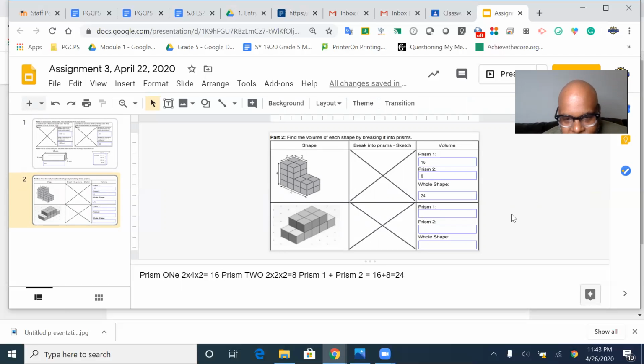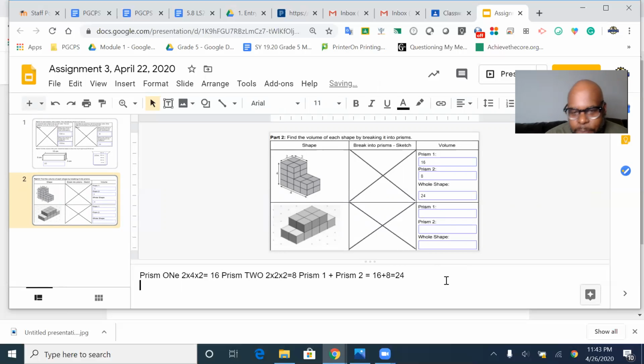Here's the next one. So you have prism 1. Let's say prism 1 has a height of 1, a length of 5 and a width of 2. So that equals 5 times 2 times 1 equals 10.